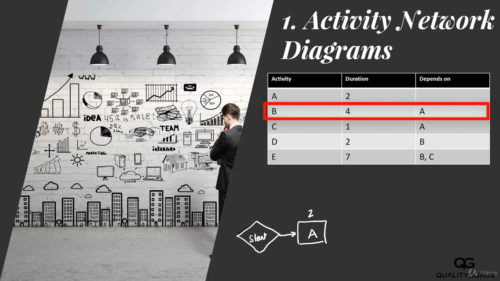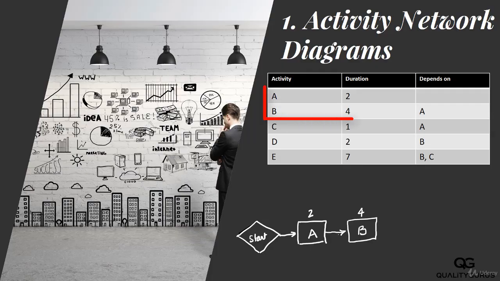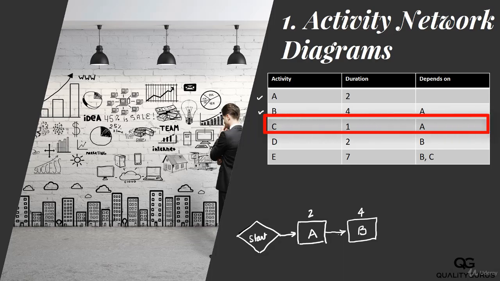After that, I need to do activity B, which depends on activity A and takes 4 days. How do I show that on this diagram? I draw an arrow here, and this is my activity B. Activity B takes 4 days and depends on completion of activity A. So we have covered this. Now coming to activity C, which is of 1 day duration and depends on A.